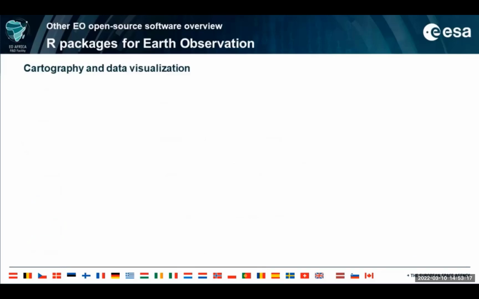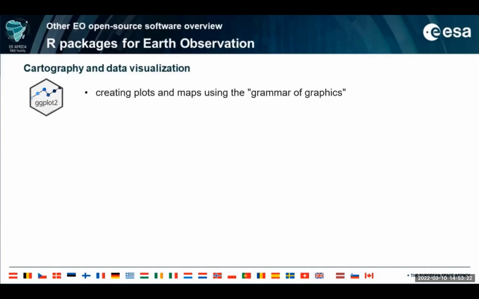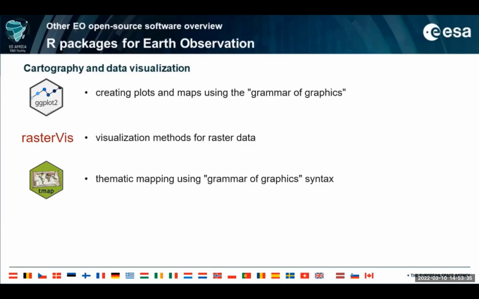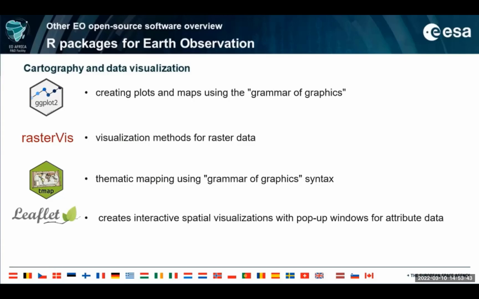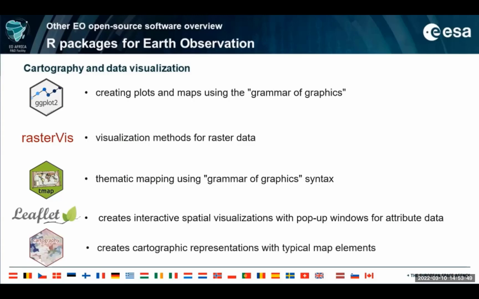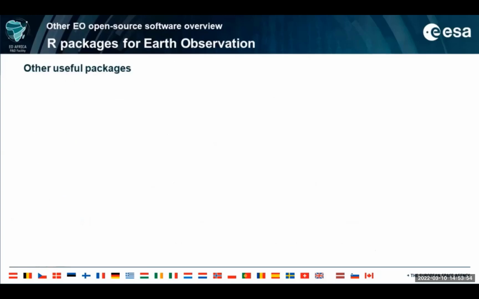As in the case of Python, we also have packages for cartography and data visualization applications, and those are, for example, ggplot2, which creates plots and maps using the grammar of graphics. Then we have rasterVis, which enables visualization methods for raster data, tmap, which is thematic mapping using grammar of graphics syntax. Then leaflet creates interactive spatial visualizations with pop-up windows for attribute data, and cartography creates cartographic representations with typical map elements.